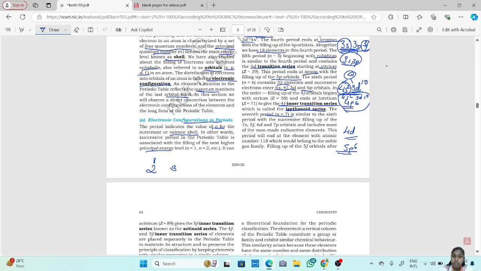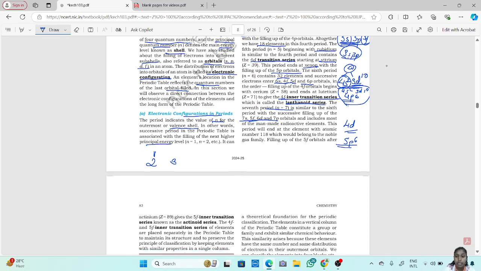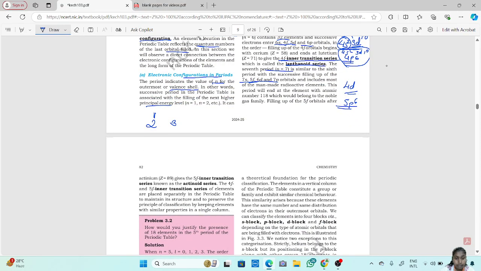Similar to sixth period, seventh period also has filling up of 7s, 5f, 6d and 7p orbitals. Here also 5f is there. Similarly 4f, now we have 5f. Here this 5f is known as 5f inner transition series or actinoid series. So we have lanthanide series and actinoid series. 4f is lanthanide series, 5f is actinoid series.